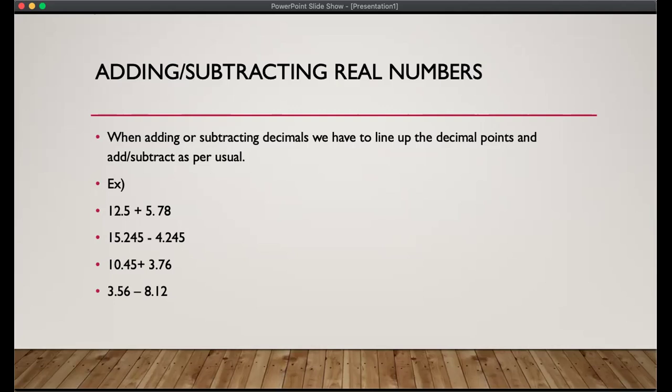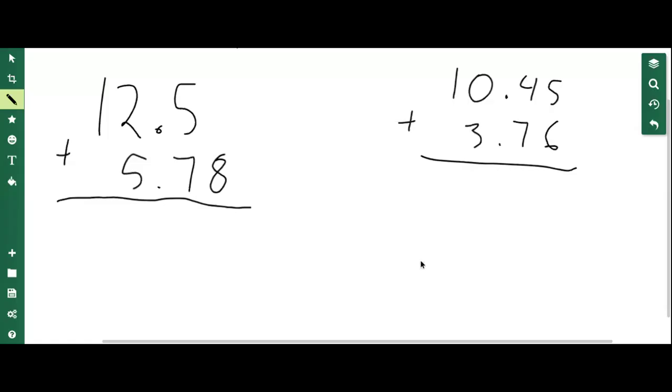All right, so let me go share my other screen. All right, so notice how I lined up the decimal points. This is on a decimal point. That's my decimal point. They're right on top of each other. Let me just add another zero here. So it's 12.50 and 5.78. I could add that zero because it's missing. And now we just add.